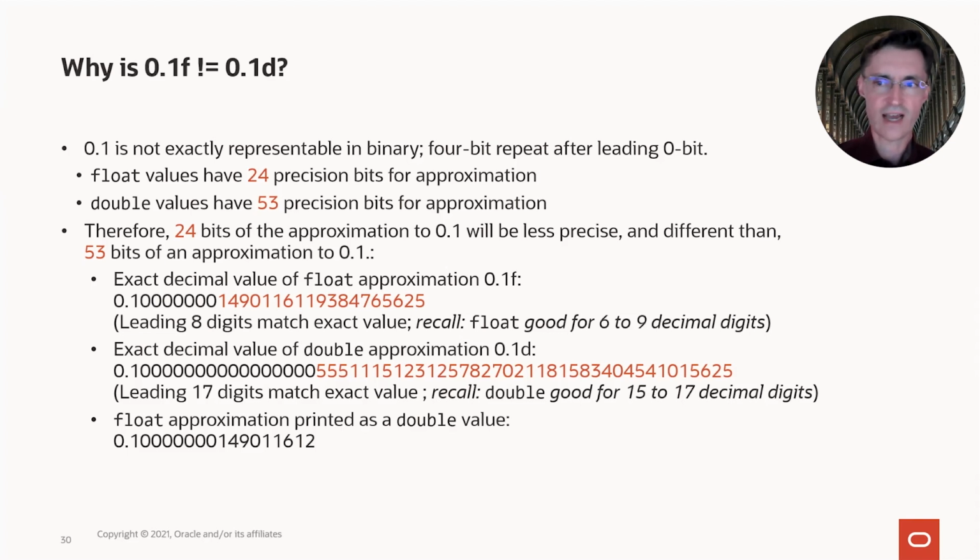If we look at the exact value of the float approximation to 0.1, we see that it matches to the first 8 digits, which is about what we'd expect from a float, because a float is good for about 6 to 9 decimal digits. If we look at the exact mathematical value of 0.1 as a double, we see that it's good to 17 digits, and that's about what we'd expect, because a double is good for about 15 to 17 decimal digits. So the double approximation is more accurate than the float approximation, and it's not the same as it.